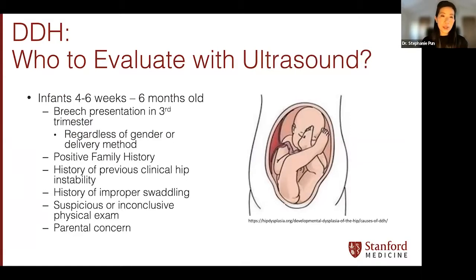So speaking of imaging, who do we evaluate with an ultrasound? Infants who are 4 to 6 weeks of age to about 6 months old should get an ultrasound if they were breech presentation in the 3rd trimester, so breech position really, regardless of gender or delivery method. If they had a positive family history in a first order relative of DDH, or a history of a previously unstable hip. So say on newborn exam in the hospital, someone felt a positive Ortolani or Barlow and it might have gone away on subsequent exams. I still think it's safest to check with an ultrasound. Also a history of improper swaddling, with the legs being swaddled tightly together. A suspicious or inconclusive physical exam, or if there's parental concern, I think it's low risk to get an ultrasound, but potentially high yield.